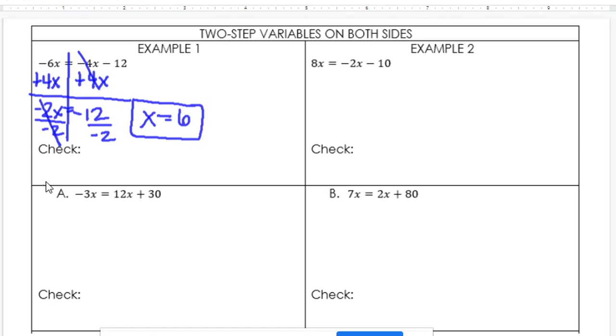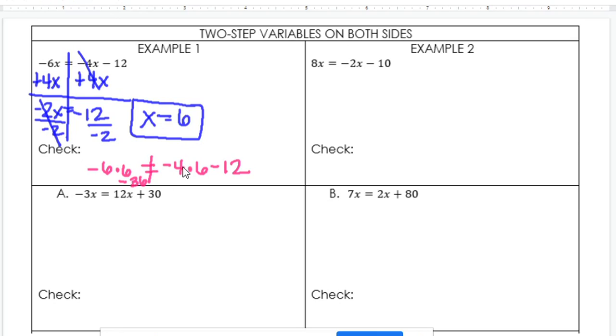Now we're ready to check it. So when you're checking with variables on both sides, it gets a little tricky because you have to check both sides of the problem. So we need to do negative 6 times 6 and see if that is equal to negative 4 times 6 minus 12. So this is where your calculator is going to come in handy. Obviously, this side we can do without a calculator. Negative 6 times 6 is negative 36.